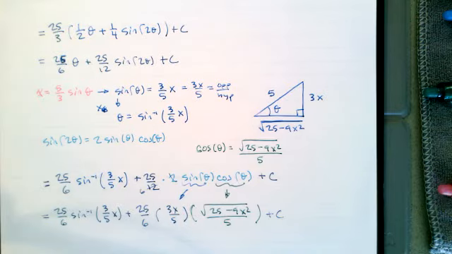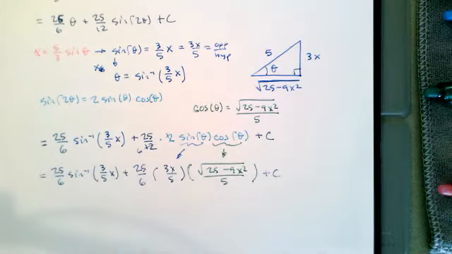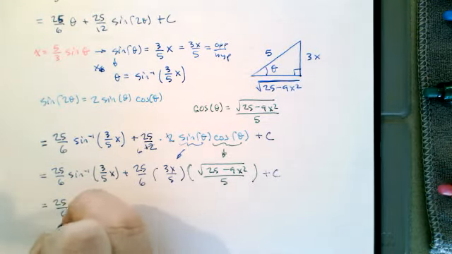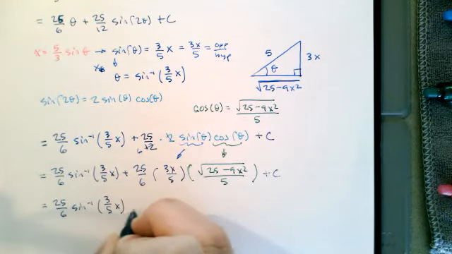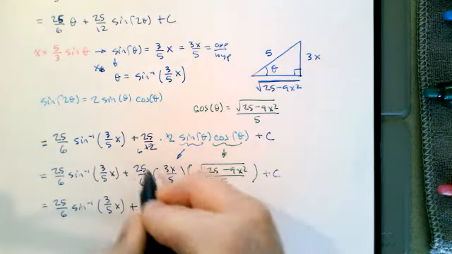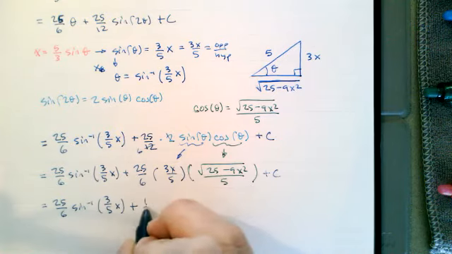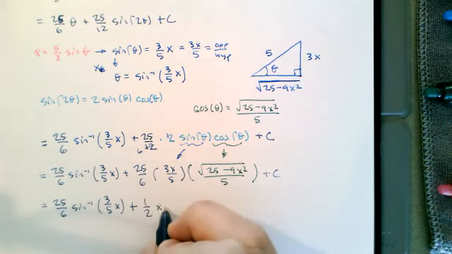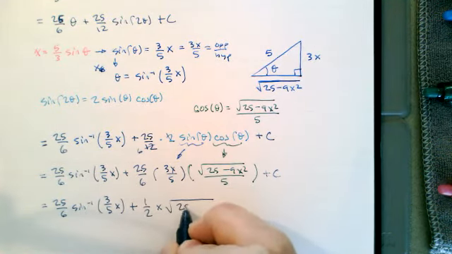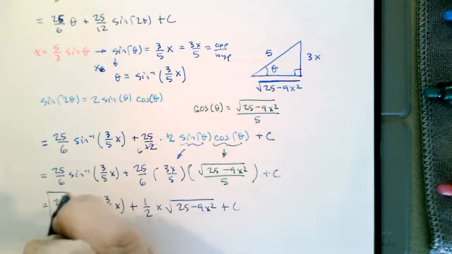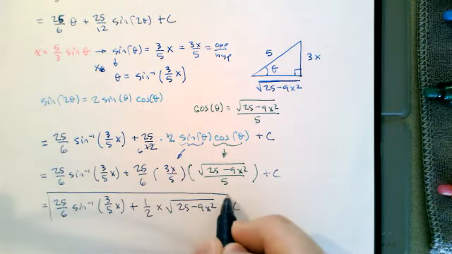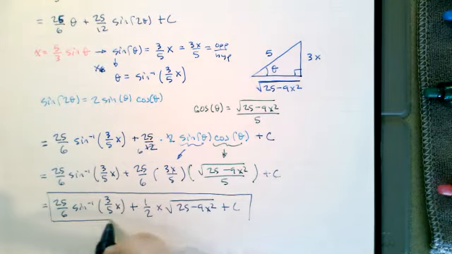Here we can dump a 3 and a 6 with the 6, and then the 2 5s. So our final answer is 25 over 6 sine inverse of 3/5 x plus, the 5s cancel, and the 3/6 is 1/2, x times the square root of 25 minus 9x squared, plus c. And that is my final answer, Regis.